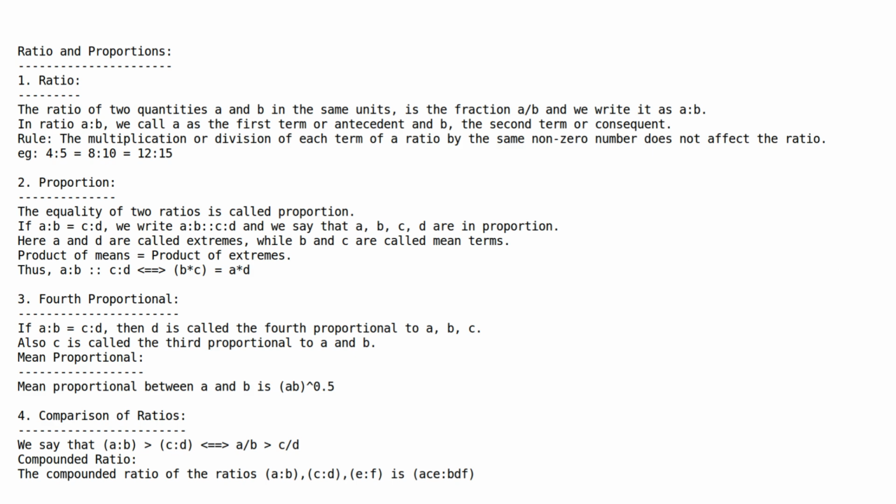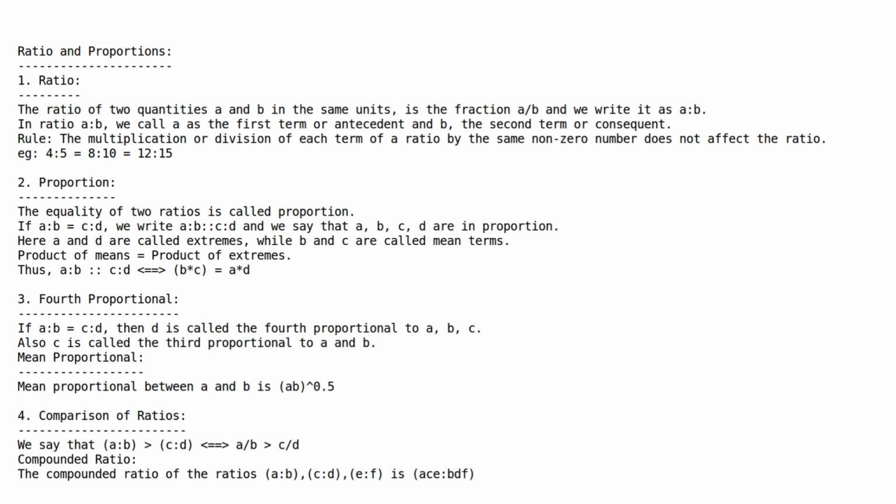The ratio of two quantities A and B in the same units is the fraction A divided by B. Exactly, ratio is the fraction. If there are two quantities A and B, then the ratio will be denoted as A is to B, which is equivalent to A divided by B. In the ratio A is to B, we call A the first term and B the second term, or antecedent and consequent.